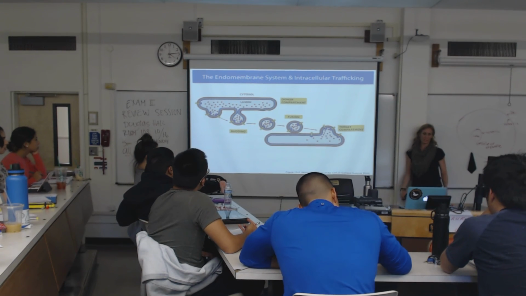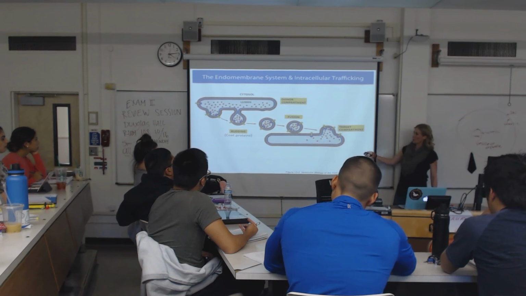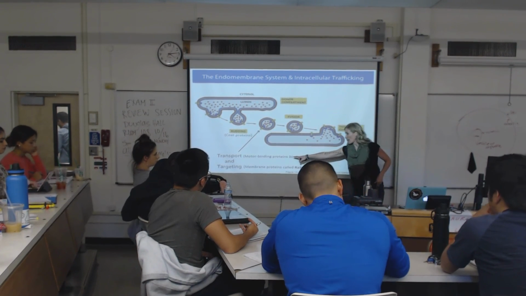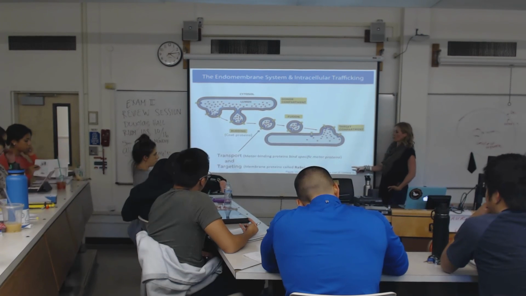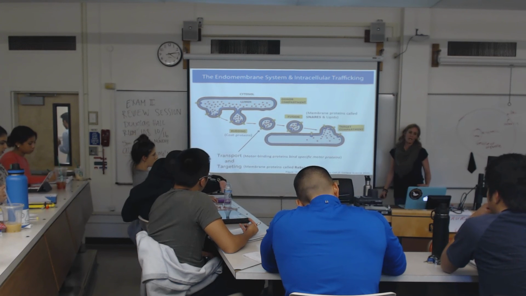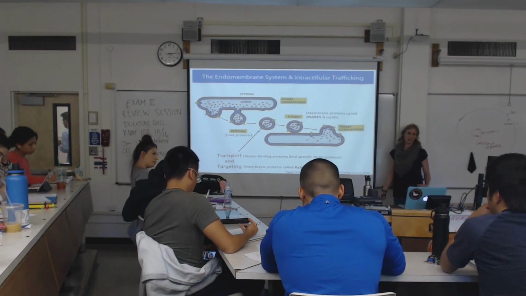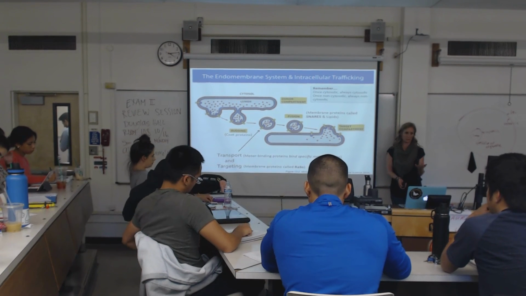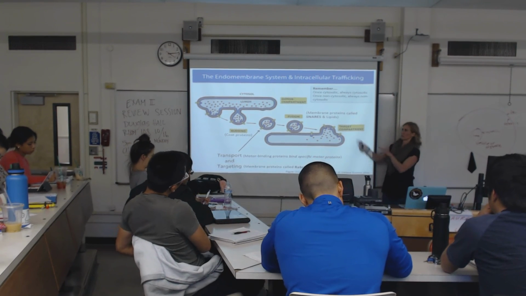And again, it's this picture again. Coat proteins help do budding. Transport is motor binding proteins, which bind motor proteins. And then targeting by RABs. And then the membrane proteins called SNAREs, which help tether them together. Okay, last thing.